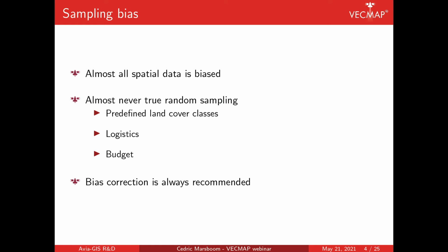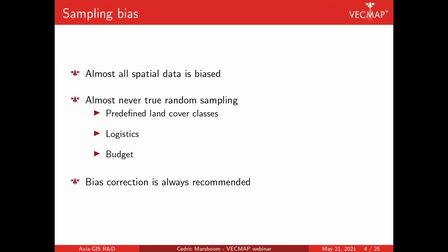So even if you want to do random sampling, you always introduce some type of bias, because even if you say, I'm just going to spread sampling points randomly over the area, you're still going to end up in a situation where you can't access certain ones. Then you need to take a point that's closest to that one, etc. So it's not always a huge problem, but it's always there. So bias correction is something that's always recommended.